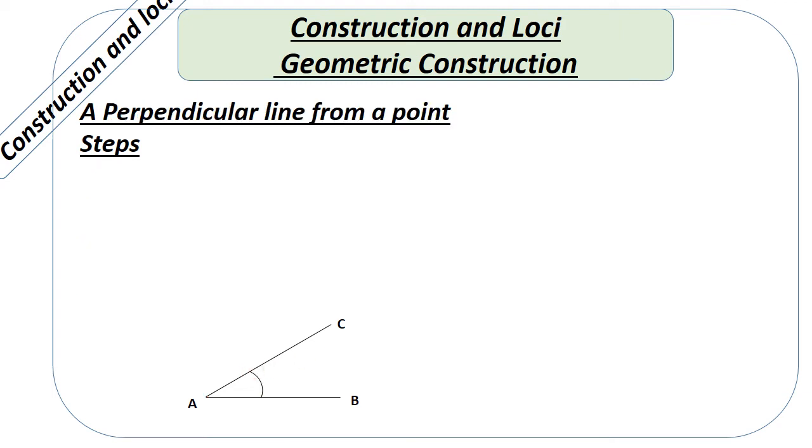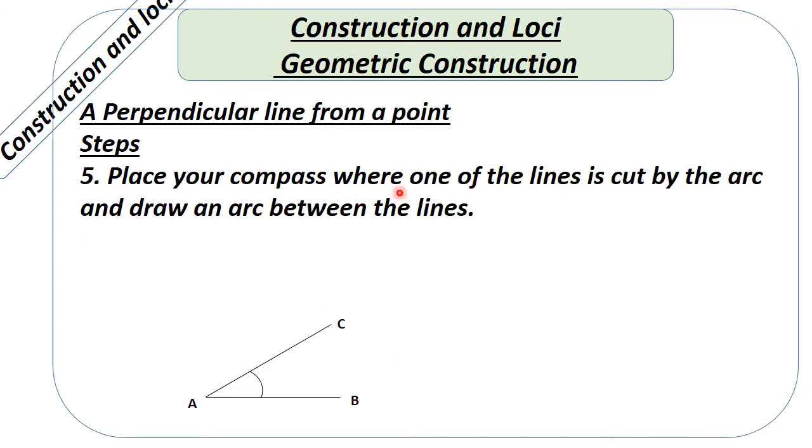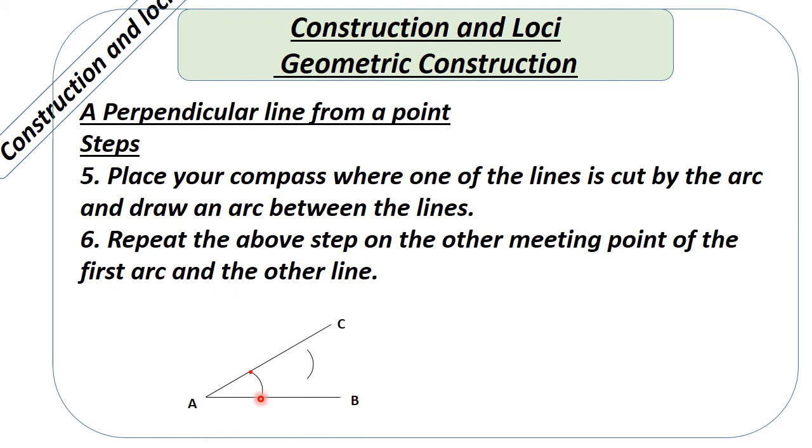So the next steps are you place your compass where one of the lines is cut by the arc and draw an arc between the lines. So you get your compass again, you put it here, where this arc has cut one of the lines. Then you draw an arc inside here. You stand there and you draw an arc. Then again you go here, you draw another arc.